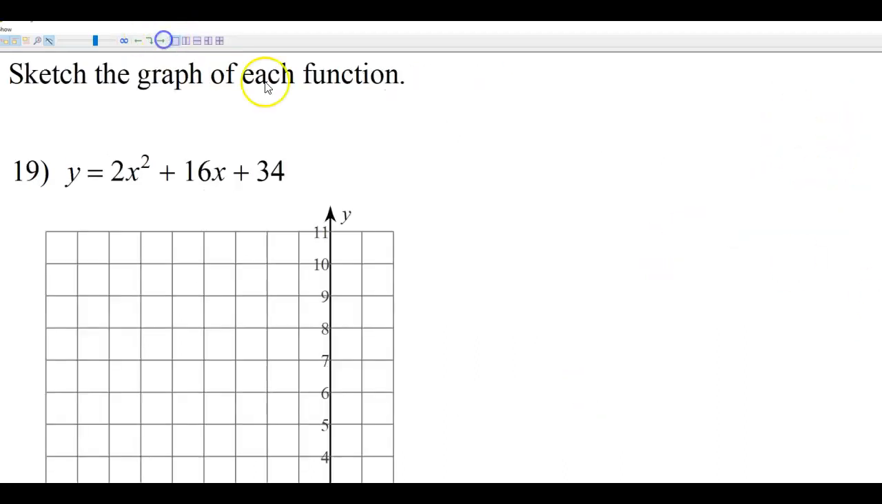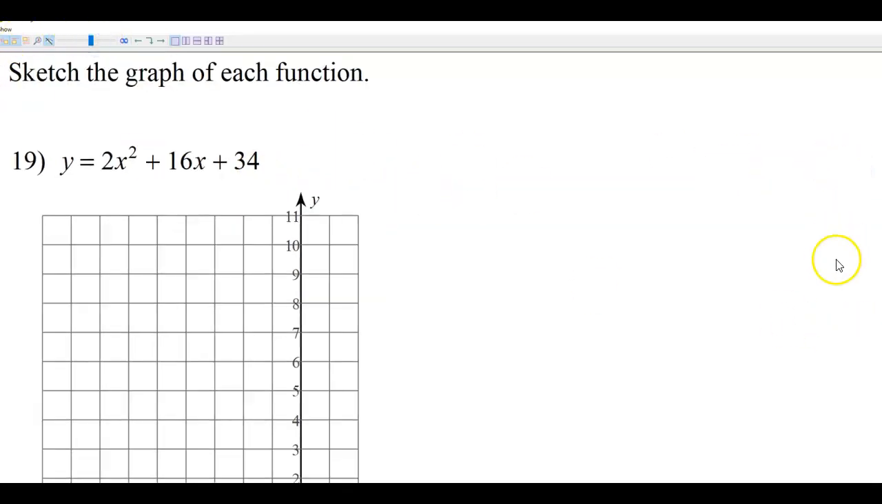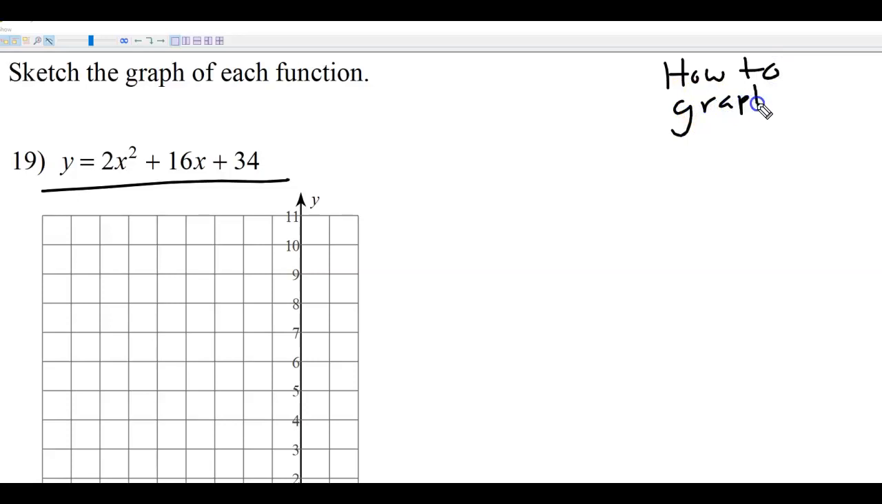Okay, so let's move on to number 19 and then 20. I may not do 2 problems. Yeah, I guess I will. I'll do 2. It's kind of repetitive, but so next week we're going to talk about graphing quadratics in vertex form, but this week we're talking about graphing them in standard form. So how to graph in standard form is kind of a series of steps to go through when you want to graph a quadratic in standard form.